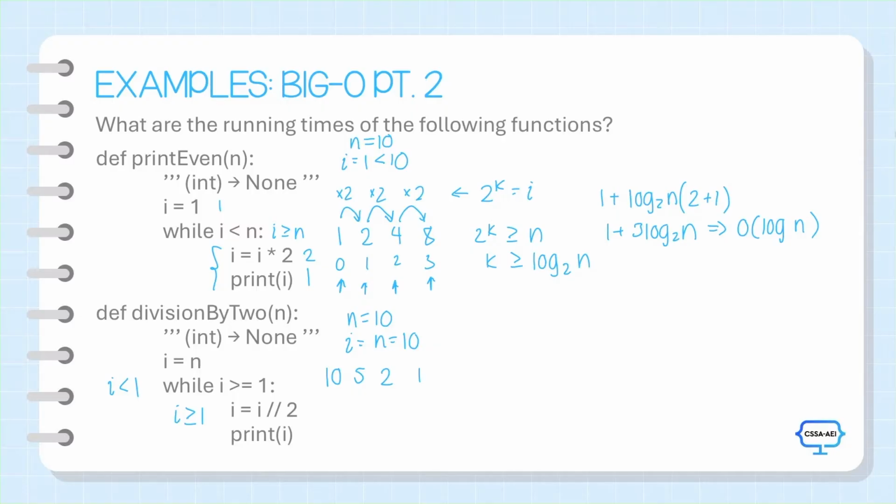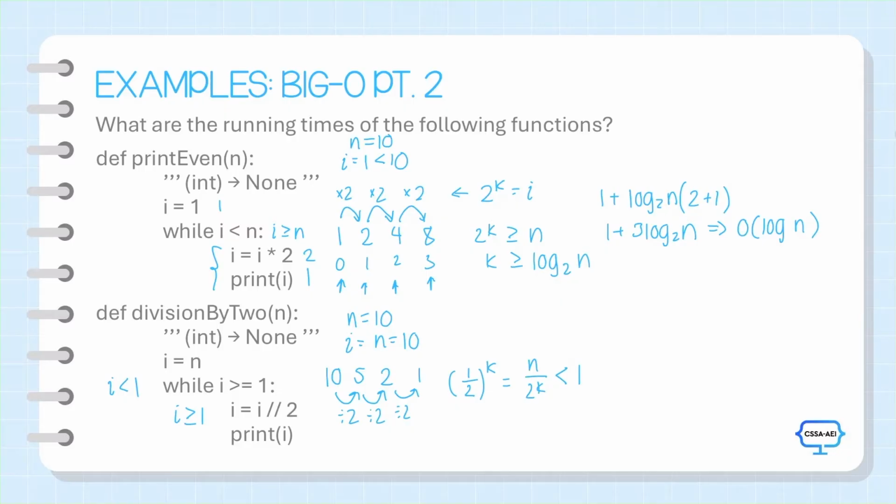Now this is the opposite of the first one, where each time we're dividing by 2. Or if you think about it, that's the same as multiplying by a half multiple times. And that's the same as (1/2)^k. Now we started with i equal to n, and we're just trying to see how many iterations we can continue for before that is less than 1.